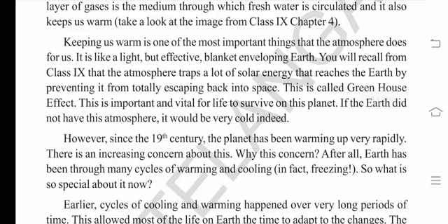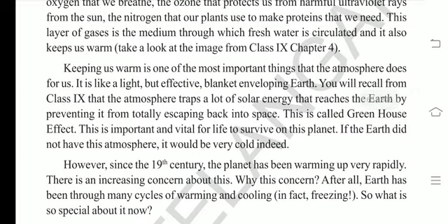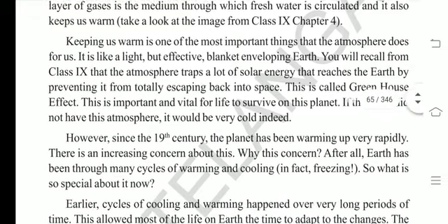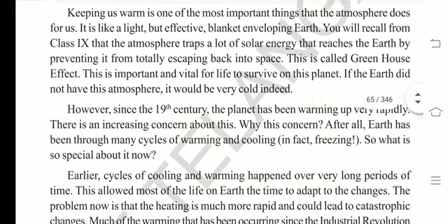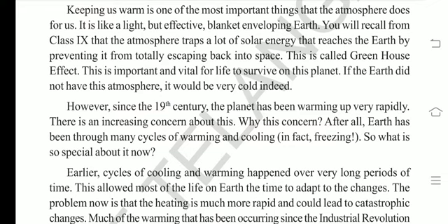So what is the problem here? Keeping us warm is a very important thing. That means earth is warm because of the thick envelope, the atmosphere. And this warmness, from the 19th century onwards, is continuously increasing. What happened in the 19th century? Many industries sprang up by the industrial revolution. From the 19th century onwards, our planet is becoming warm very rapidly. And this is the problem we are facing today.